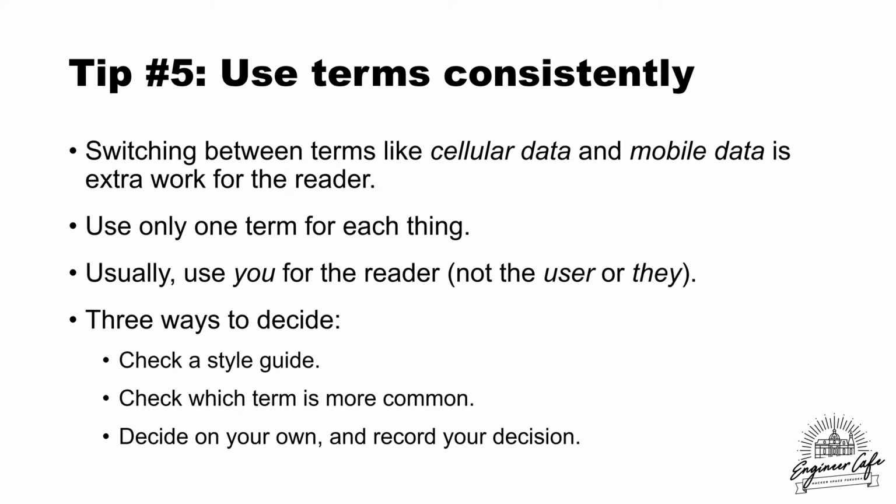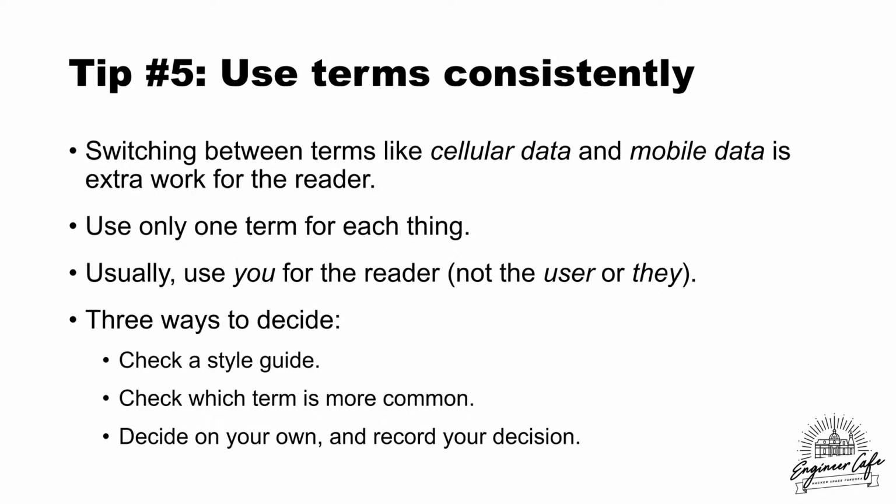So this also applies to the reader. In some cases, documentation will say things like the user, or if it's an API, developers, or they, or people. In most cases, it's best to just say you, because that directly addresses the audience. So a natural question is, I'm saying you need to pick between cellular data and mobile data. Like, how would you go about deciding?